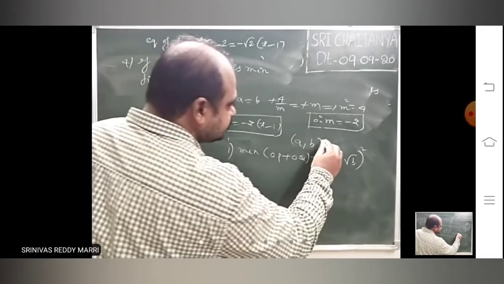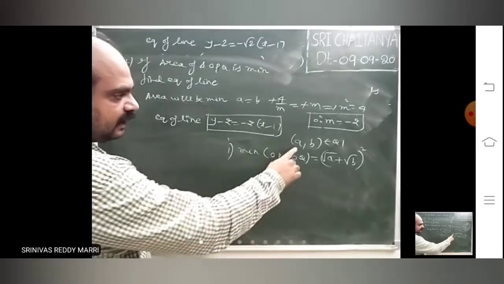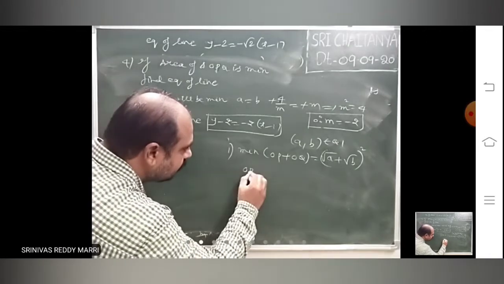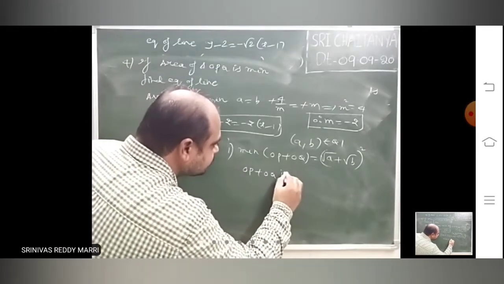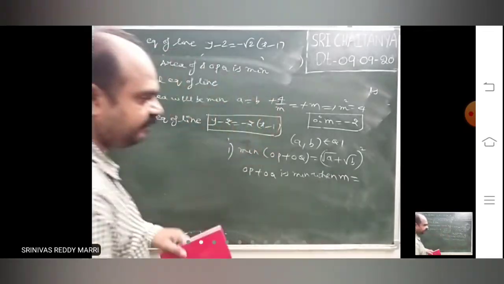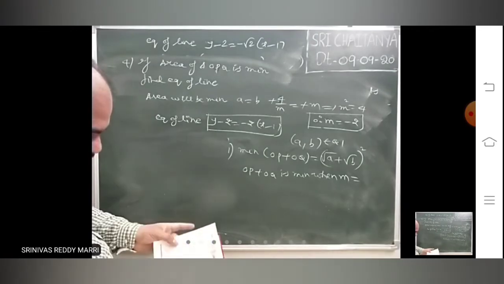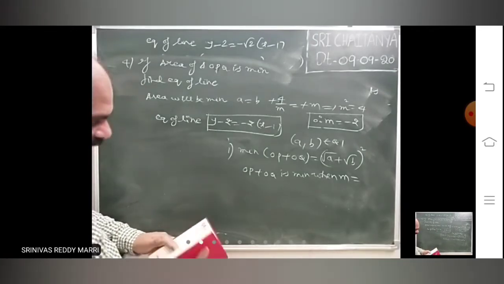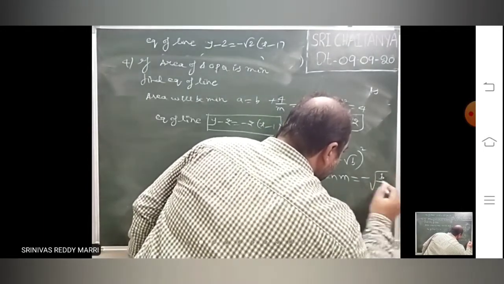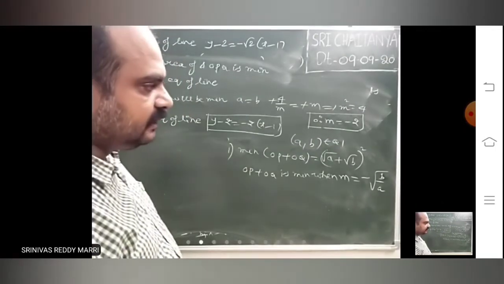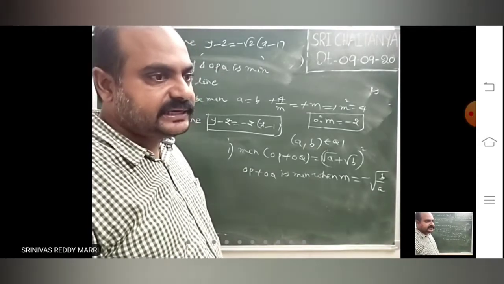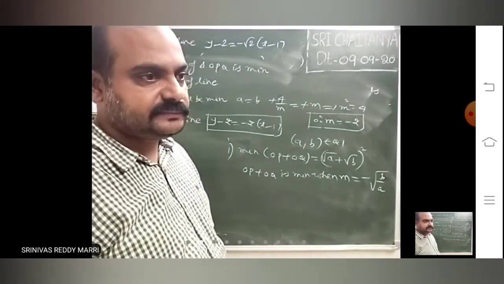Root A plus root B whole square. This he will give quadrant 1, always he will give quadrant 1. OP plus OQ is minimum when M equal to, write the formula, if it is minimum, then M equal to minus root of B by A. In the question, in the statement you write intersects positive coordinate axis. Right?